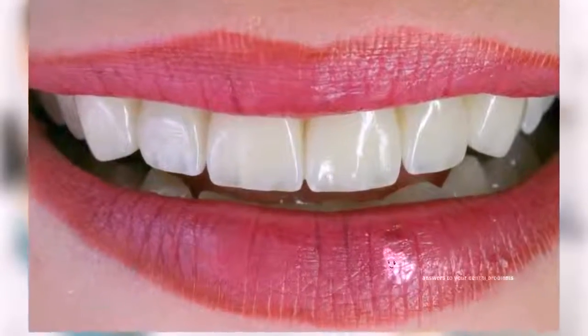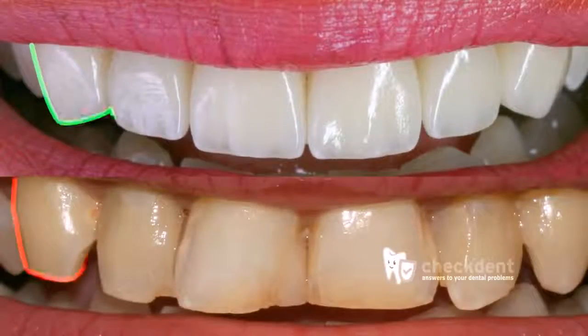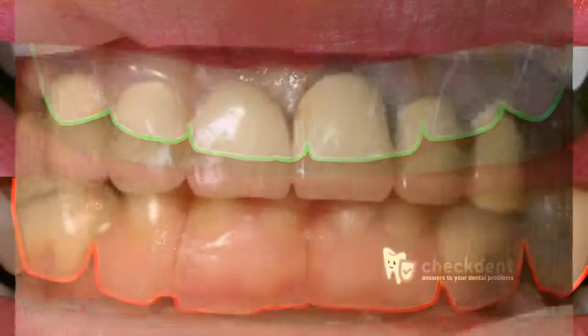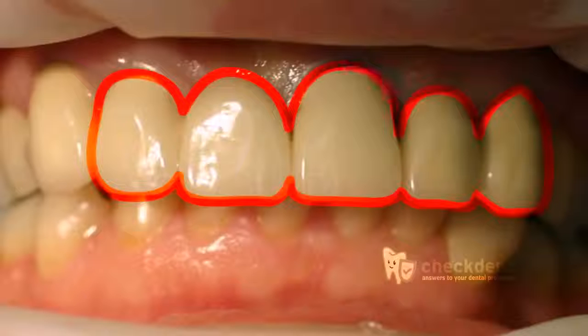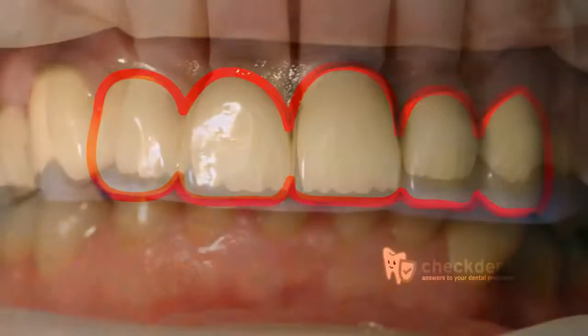This picture illustrates an aesthetically pleasing crown, which is not identifiable unless pointed out. This picture illustrates crowns on the upper teeth, which can be distinguished right away as artificial. Here's the difference between the two.